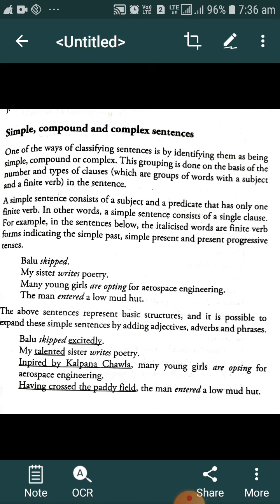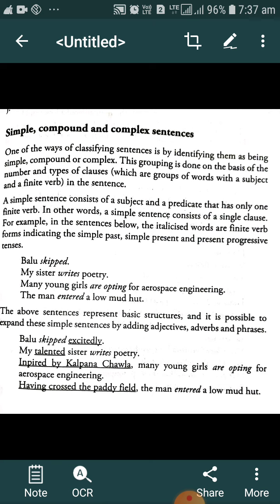That word talented, this adjective, gives extra information about the noun sister. My talented sister writes poetry. Inspired by Kalpana Chawla, many young girls are opting for aerospace engineering. Many girls are opting for aerospace engineering. This is the basic structure. We have added inspired by Kalpana Chawla.